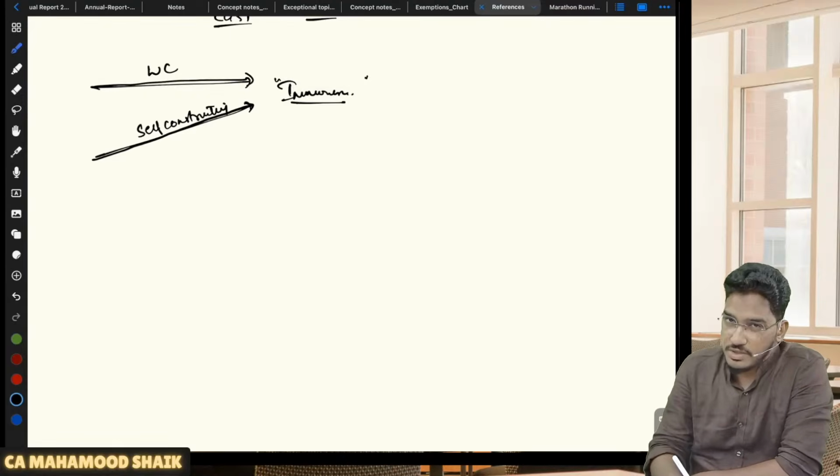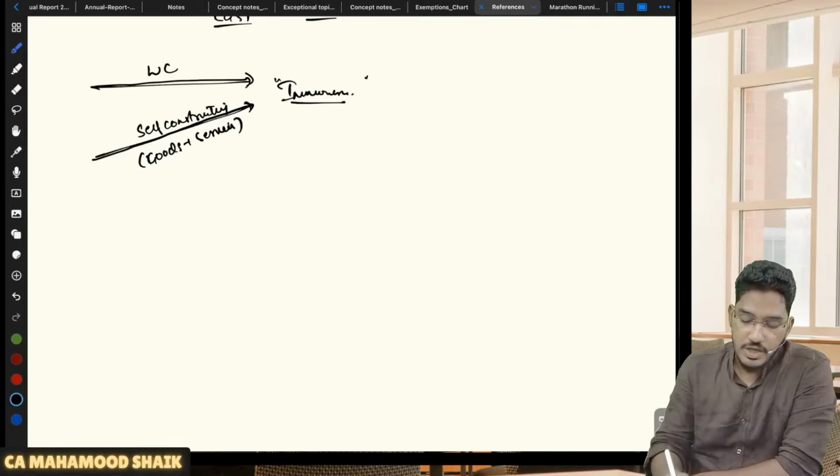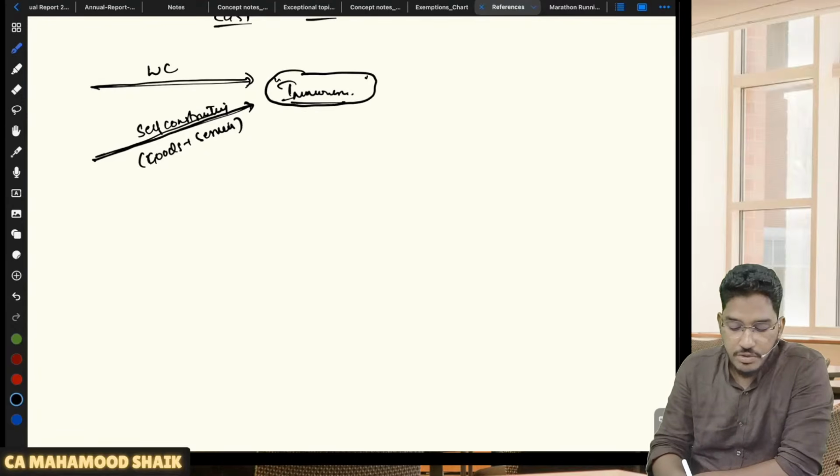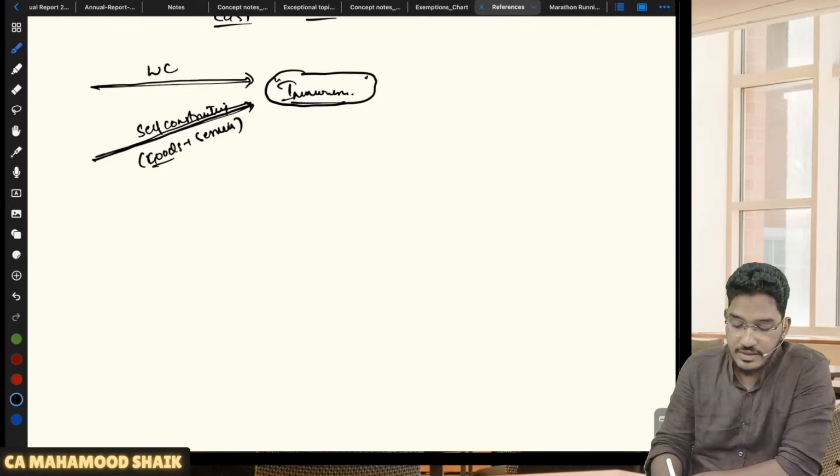What do you mean by self construction of immovable property? That means you are not receiving the works contract service, you are receiving the goods separately, you are receiving the services separately, and you are doing the construction of the immovable property on your own. So either if you are receiving works contract services in relation to immovable property, or you are doing the self construction on your own account, where you buy the goods separately and receive the services separately, then ITC is blocked for you.